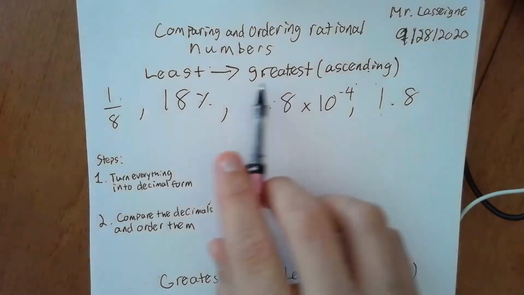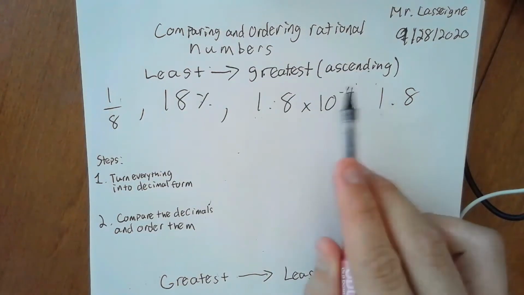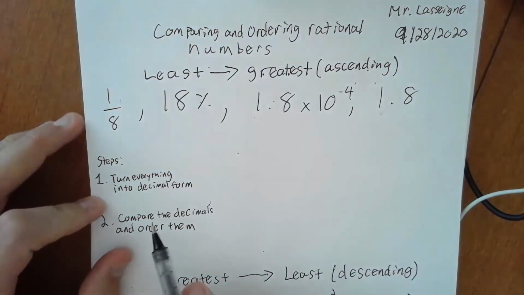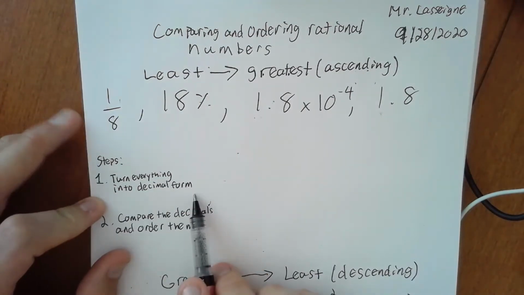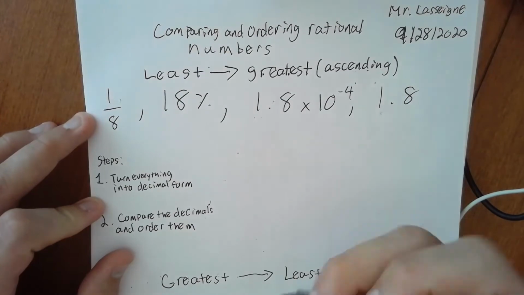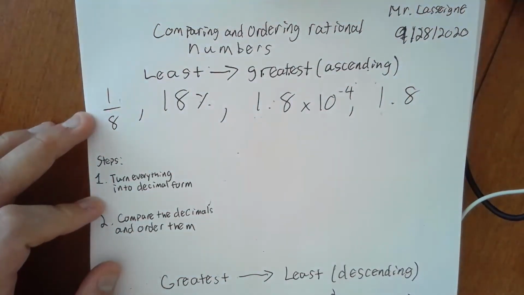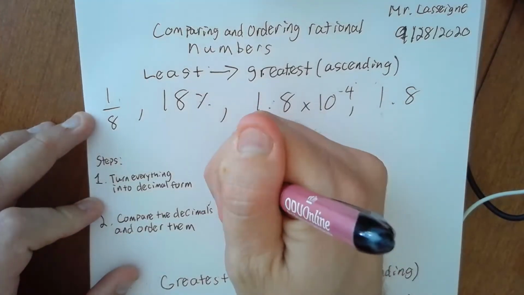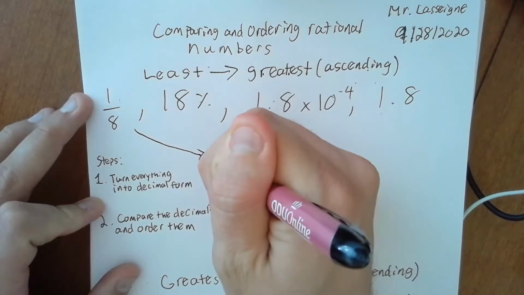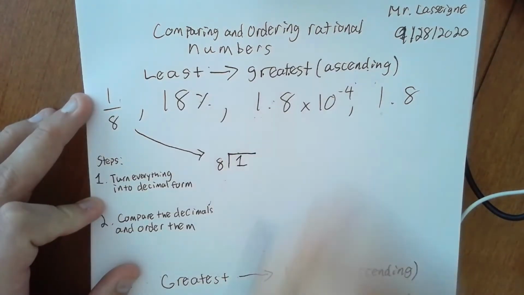So here we're going from least to greatest, which is also called ascending order. So I need to do my first step, turn everything into decimal form. Let's start with our fraction here, 1/8. To turn a fraction into a decimal, I'm going to do it in the middle of the page. So I'm taking 1/8, I'll draw an arrow. The denominator, the bottom number, goes on the outside. The numerator goes on the inside.